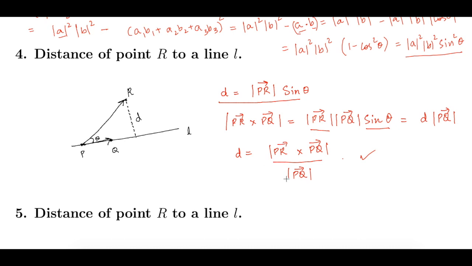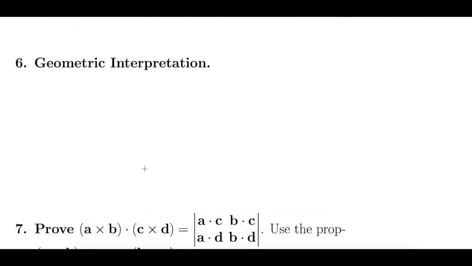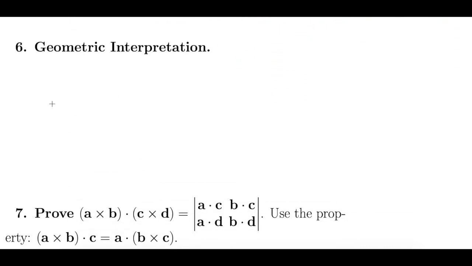So this is the way we can find the distance from a point to a line using only cross products. For that line we need to have a vector from that point of interest to any point on that line. Now, geometric interpretation. What we are interested in is 2D and 3D.